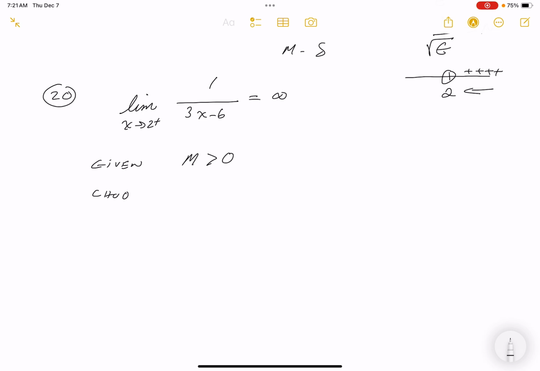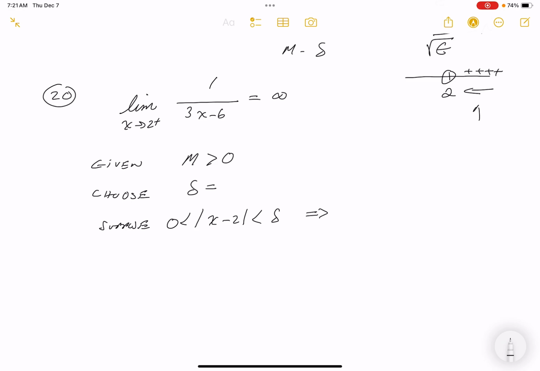We're going to choose a delta. I don't know what the delta is, by the way, but the delta is going to be written in terms of M at some point. So what do I got to do? I got to suppose that the distance between 2 and x, let's write this down, x minus 2, is less than delta and greater than 0.